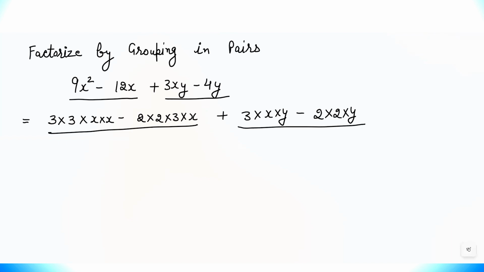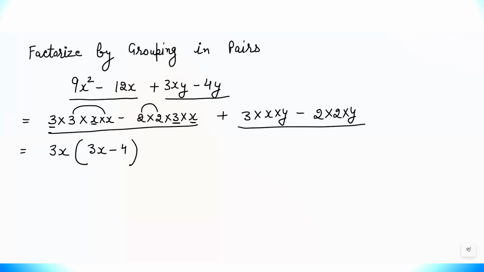In the first group, 3 is common, and x is common. I will write here 3x. Now what is left? 3 and x is left. I will write that here. Then minus what is left? 2 into 2, that means 4 is left.